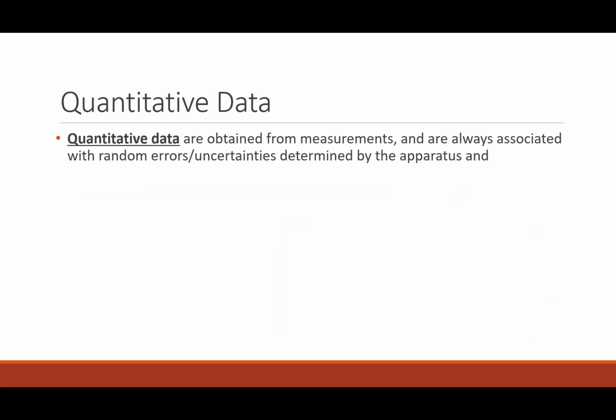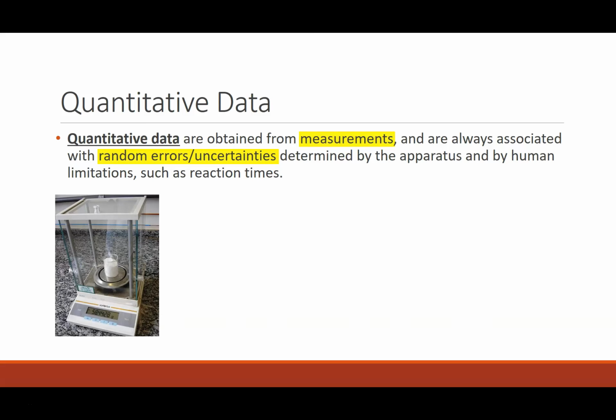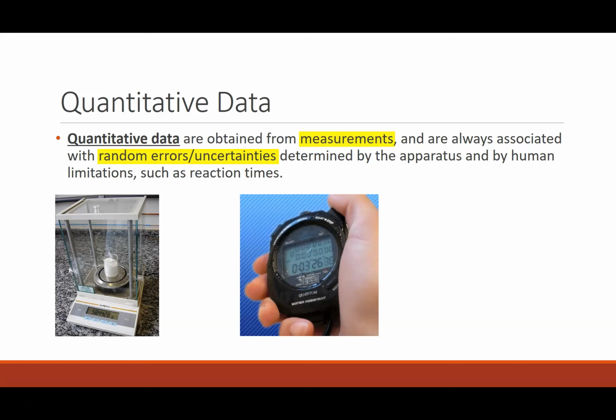Quantitative data are numerical information obtained from measurements. These data are always associated with random errors, also known as uncertainties, which are due to inherent limitations of the equipment used to make measurements or due to human limitations. For example, we may use an analytical balance to measure the mass of a sample. The analytical balance can measure up to the 10,000ths of a gram, and that determines the random errors associated with this mass measurement. We can use a stopwatch to measure the time a reaction takes to complete.